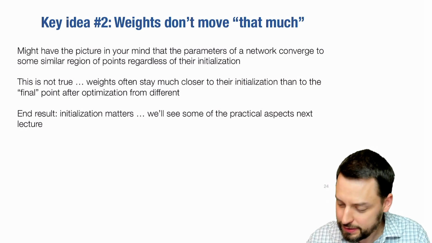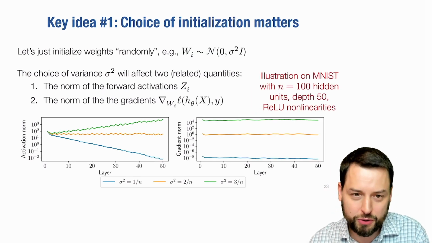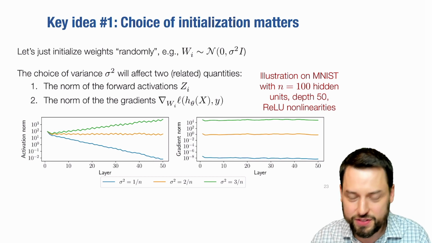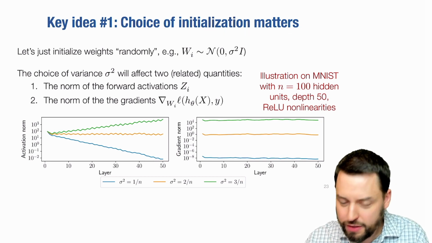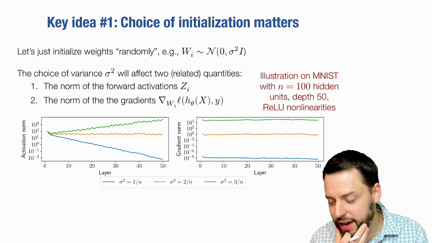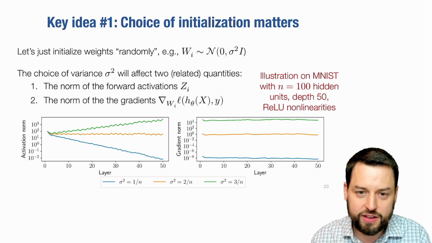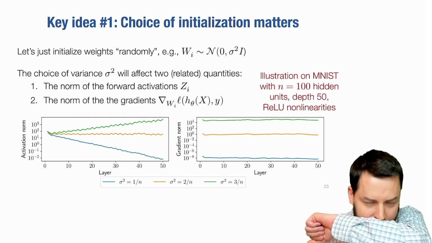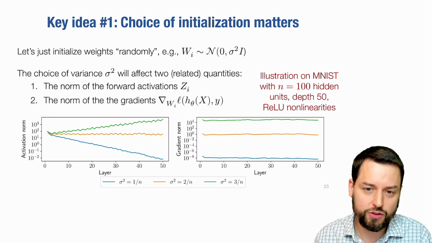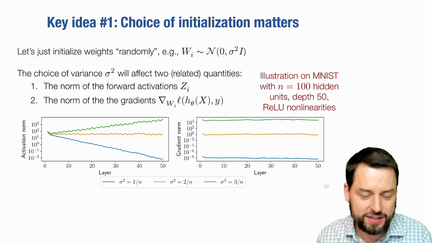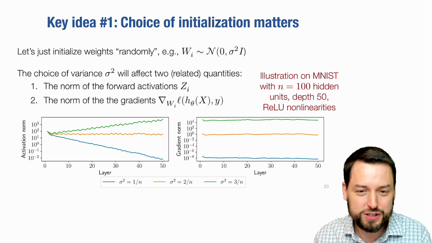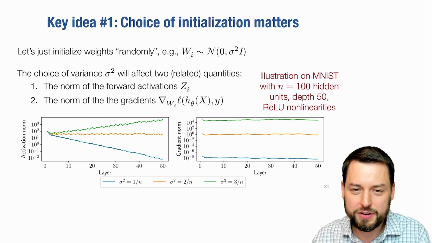And the key points I want to make: the choice of initialization matters. How this works really matters. The thing I want to highlight is that this is very different from the intuitions we may have from traditional convex optimization, say, where initializations often don't matter that much. To a first approximation, maybe they don't matter that much. Here, it really matters.